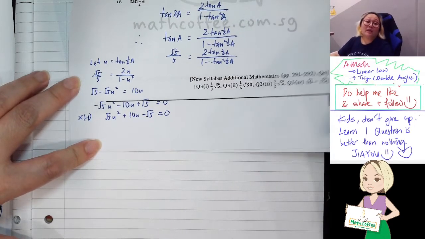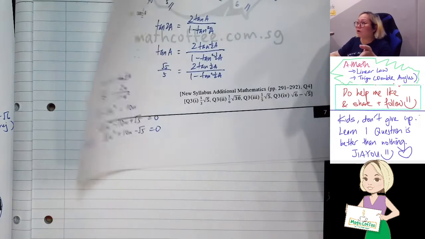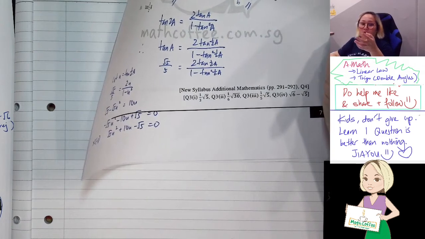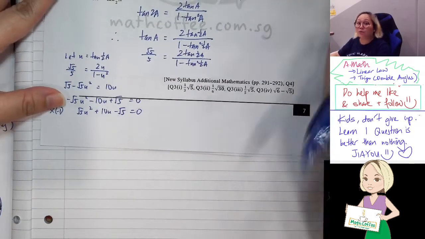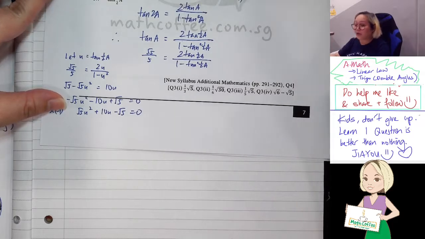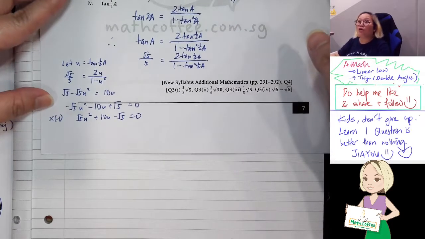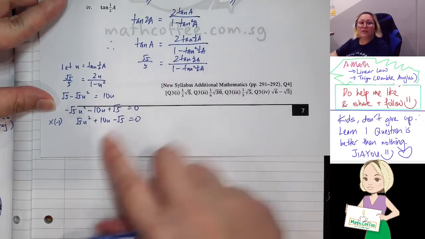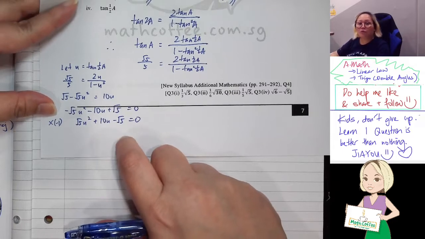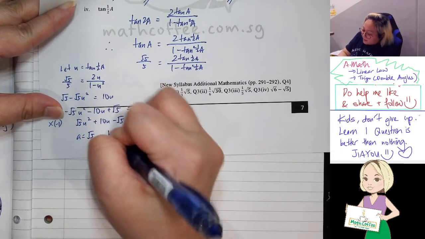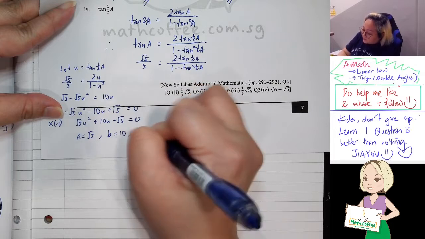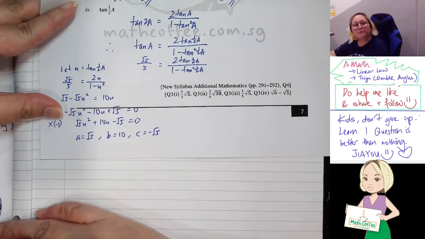So this one definitely cannot use the cross method, the one that you all call cross factorization. You will have to use the quadratic formula. So you cannot run away by not knowing the quadratic formula. In this case you cannot factorize. So my A for this case is square root 5, my B is 10, my C is minus square root 5.